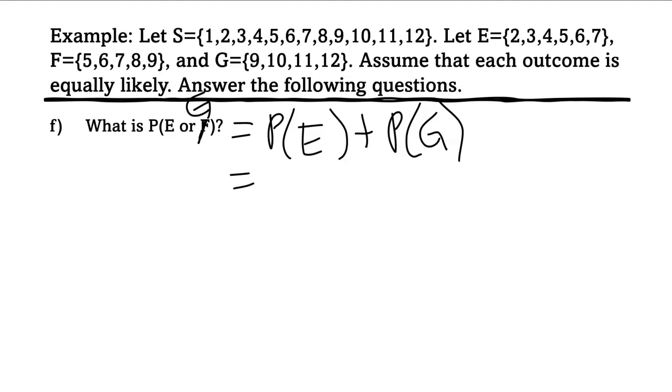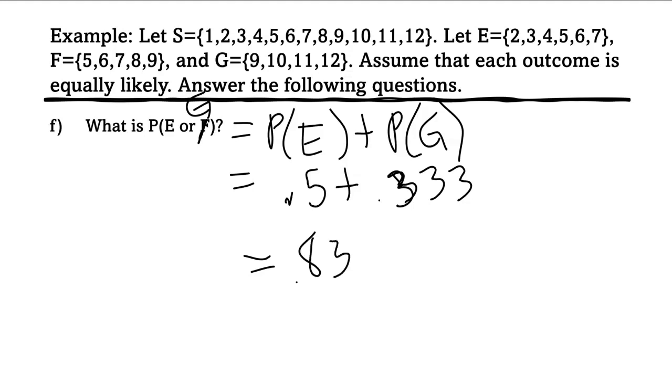So we know that the probability of E is 0.5, and we know that the probability of G is 0.333 because we calculated that previously. And we will add those together and it will give us 0.833. So that will be the probability of E or G.